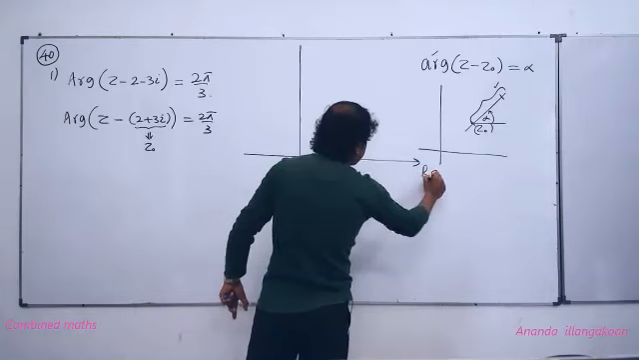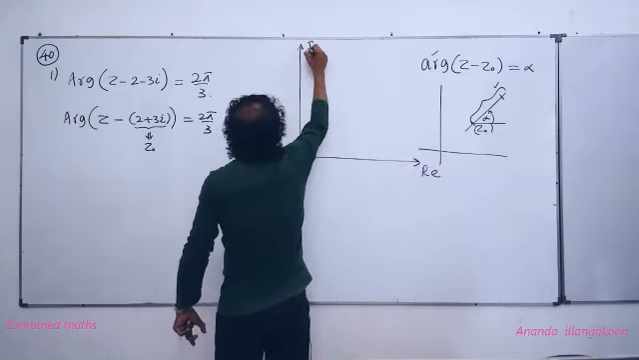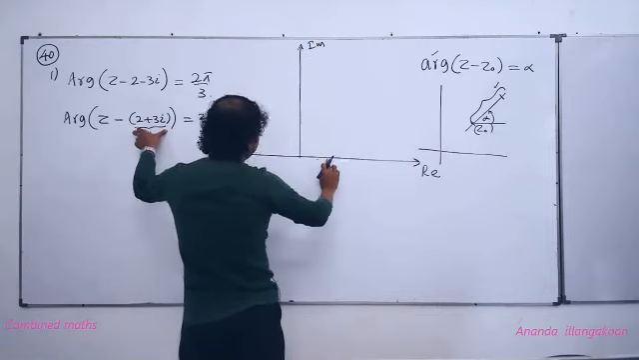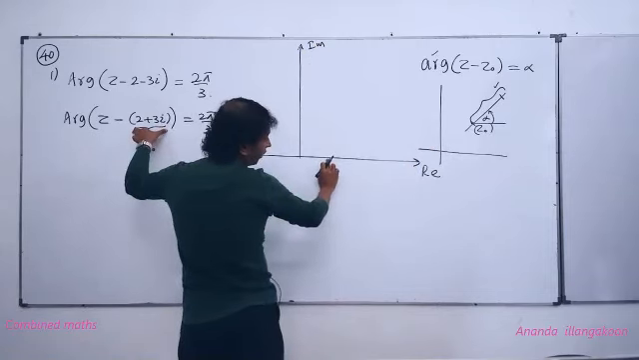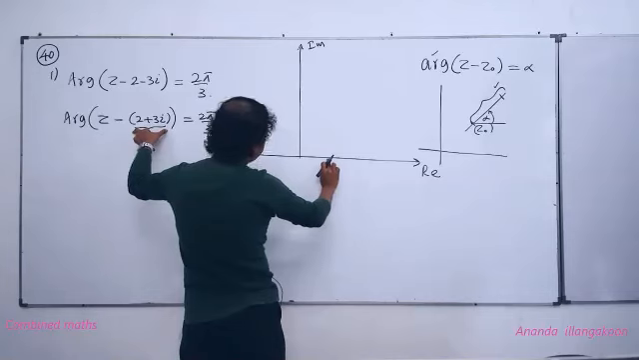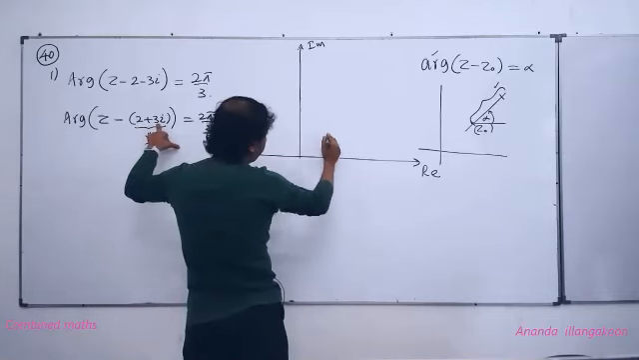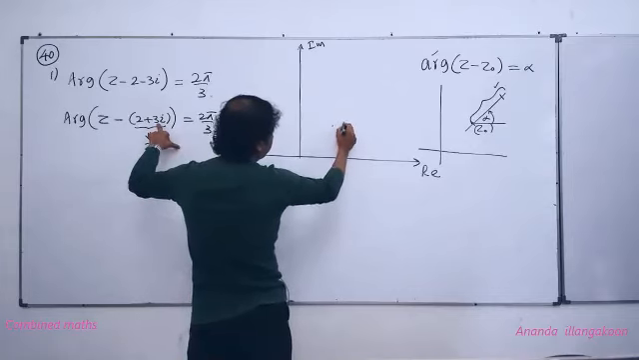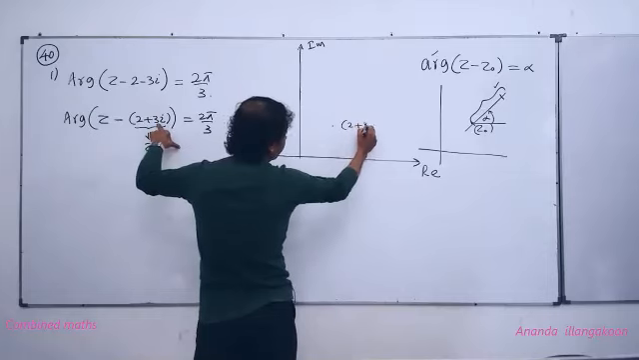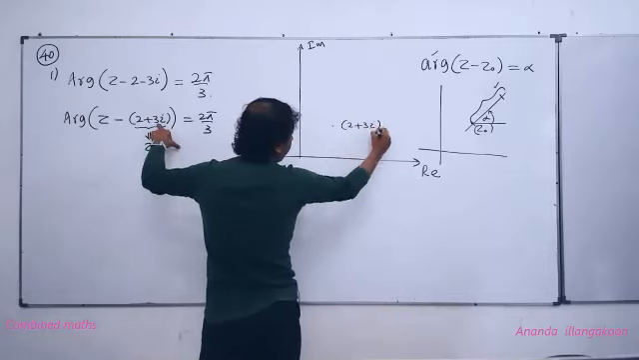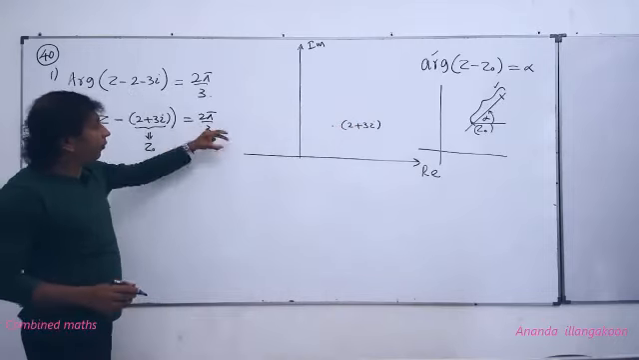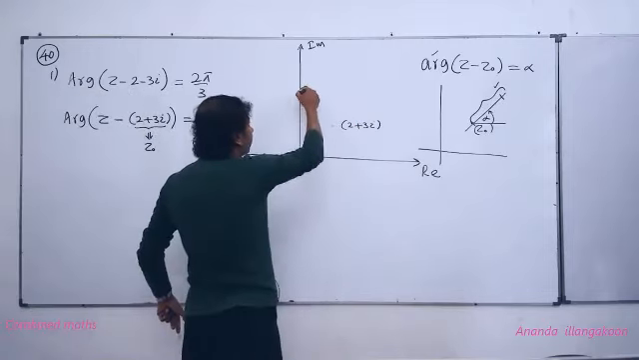Real axis. Imaginary axis. 2 plus 3i. Right, I am now talking about the coordinates for our convenience of understanding. X coordinate 2, y coordinate 3, real part 2, imaginary part 3. This is that point. Suppose this complex number is 2 plus 3i. Now we have to draw a line from here through this point, this way.